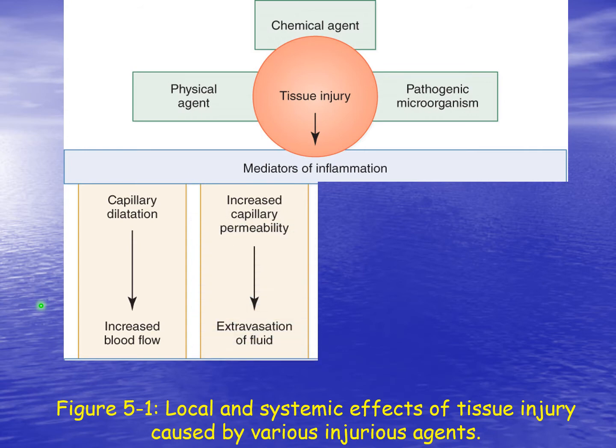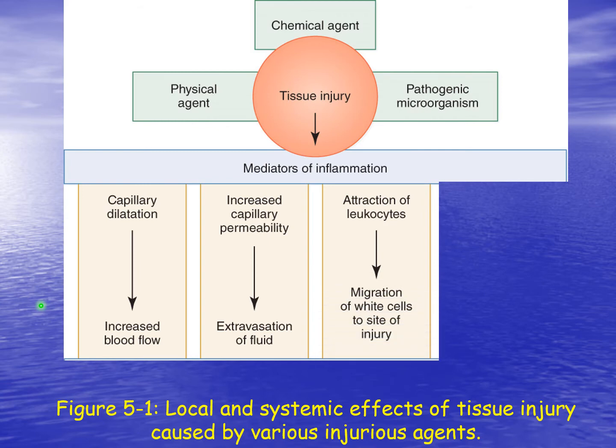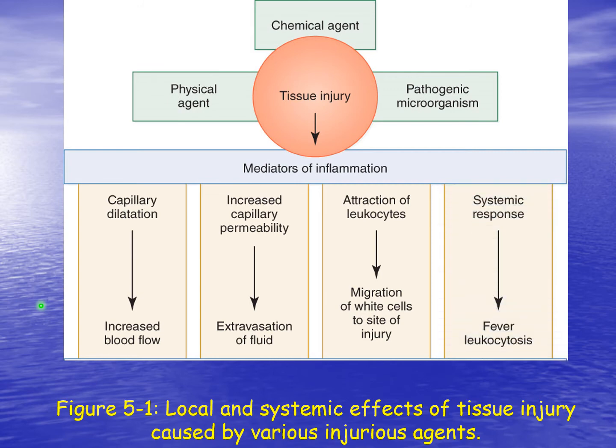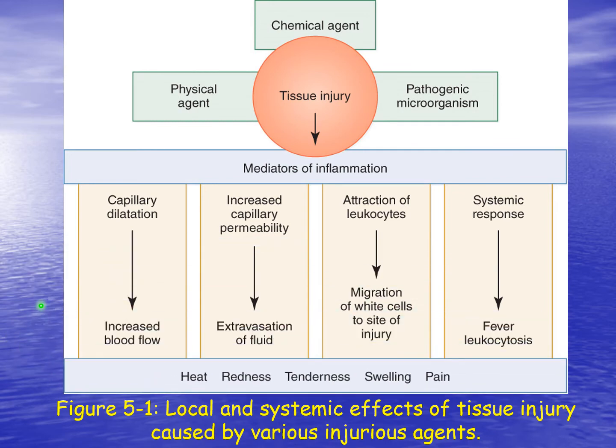We'll see increased capillary permeability with the capillary dilation. We get extravasation of fluid and sometimes cells like the white blood cells. We'll see chemicals released that will attract the leukocytes. These are known as chemotaxic factors. And so more neutrophils, macrophages will migrate into this area of injury for cleanup. And we can see a systemic response of fever or leukocytosis. And all of these then will lend to our signs and symptoms of inflammation.